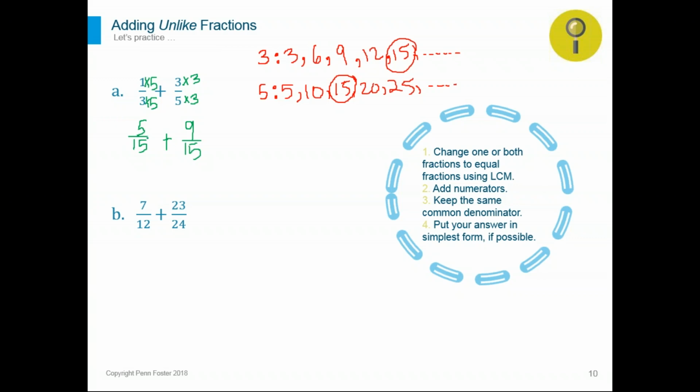At this point, if you look at the two equal fractions, they have the same denominators. I did change the unlike fractions to like fractions. They have the same value. So we're going to go ahead and apply our addition rules. Add the numerators and keep the denominator. 5 plus 9 is 14 divided by 15. Since 14 and 15 have no common factors, it's a proper fraction, so this is the answer. This is the sum of the two fractions that we started out with.